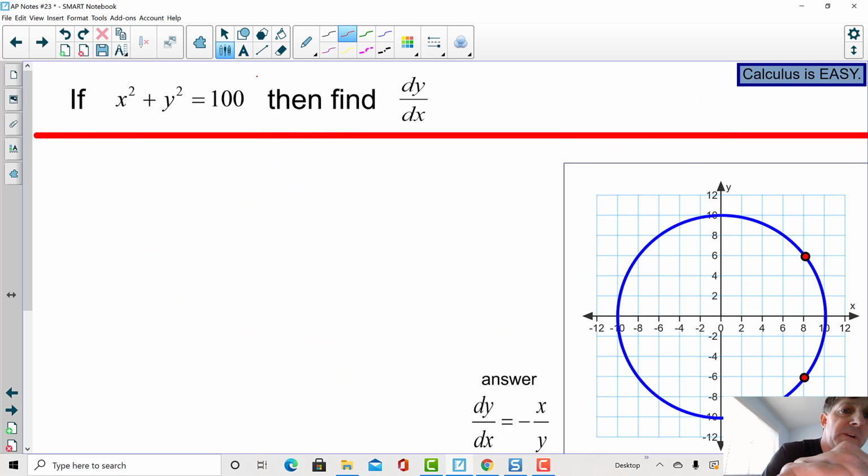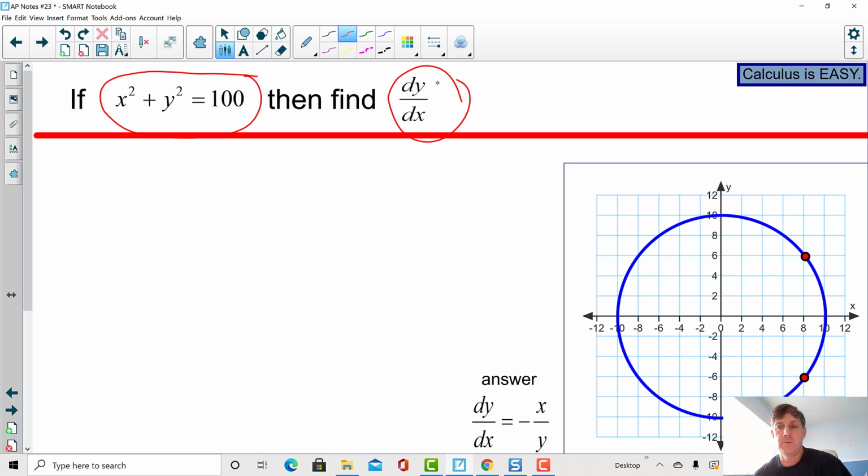Okay, I think most people can recognize this as just a circle. You have x squared plus y squared is equal to 10 squared. So it's a circle with a radius of 10. We want to find the derivative. So remember, that will be the slope at any point. You can see the answers are already down here.